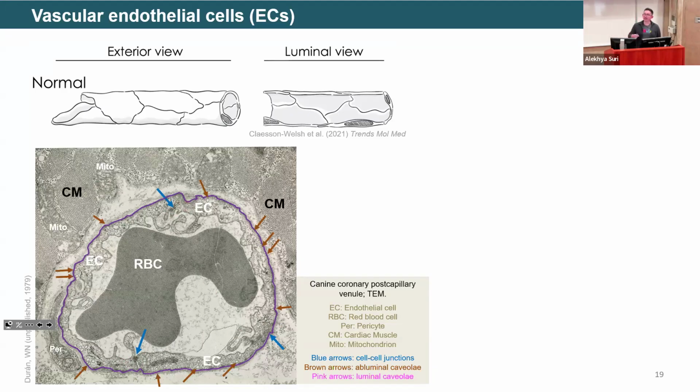I told you about caveolae earlier, right? So if you pay close attention, you will see that there are many of these tiny little invaginations, and I marked a few of them with those brown arrows, facing the outside of the endothelial cell. The pink arrows indicate what we call luminal caveolae, right? So these are caveolae that are actually facing the lumen of the post-capillary venule.